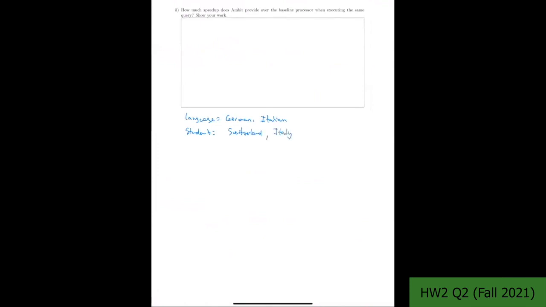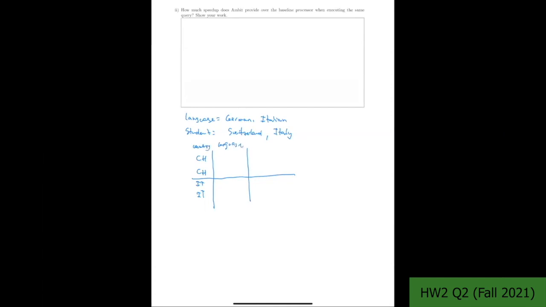Let's say, okay. So what do we want? We want the truth table of this. So the student can be from Germany, can be from Switzerland, let's just say CH, and can speak Italian, or the student can... this is the country, and the language over here.